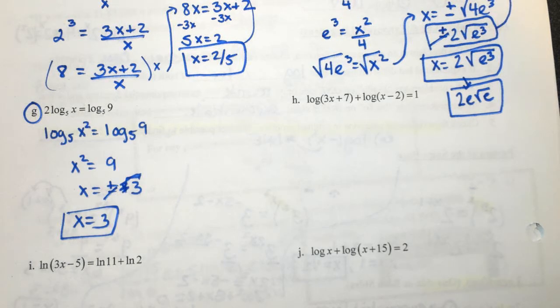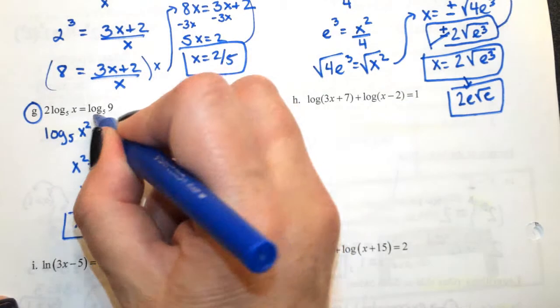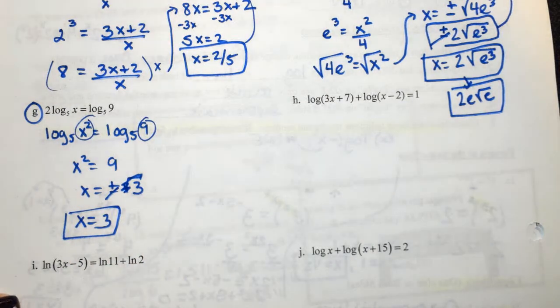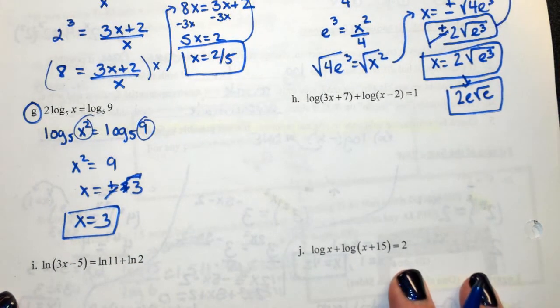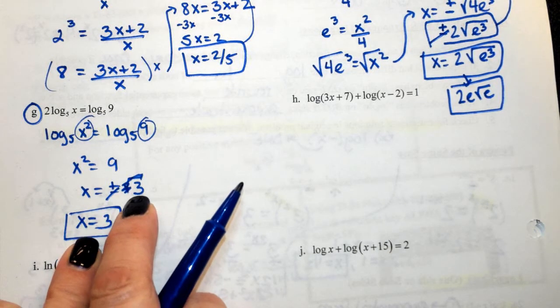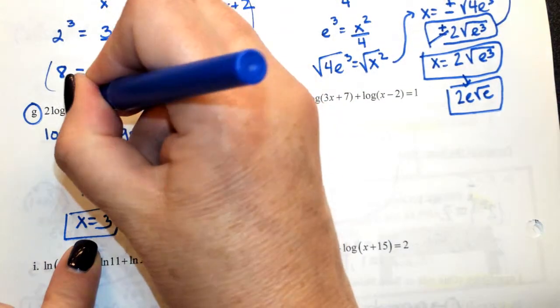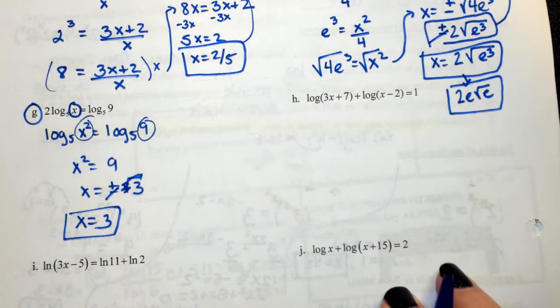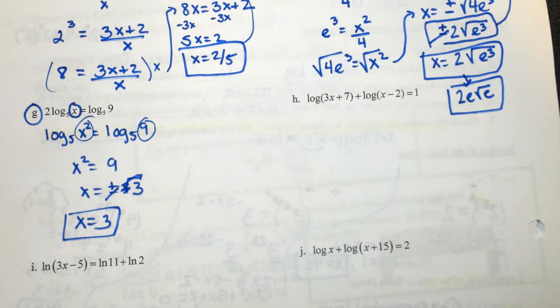So going back, again, use your power property. Take that 2 and move it to the exponent. Once you have a log equal to a log, remember you can just simply take what's inside the logs and set them equal to one another. So I have x squared is equal to 9. Now, again, when you do square root of 9, that's going to be plus or minus 3. But again, if you take the negative and plug it back into the original, you have to reject it. So you only have the one solution of 3. Any questions on G?